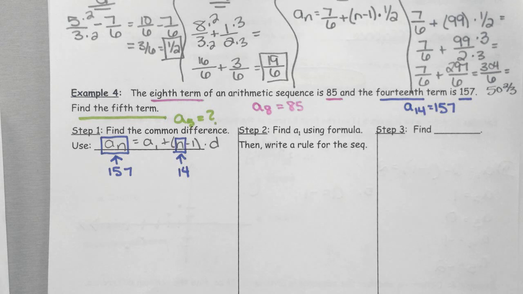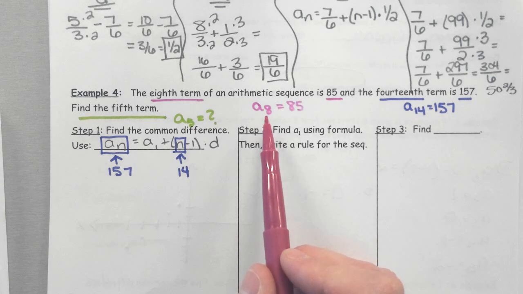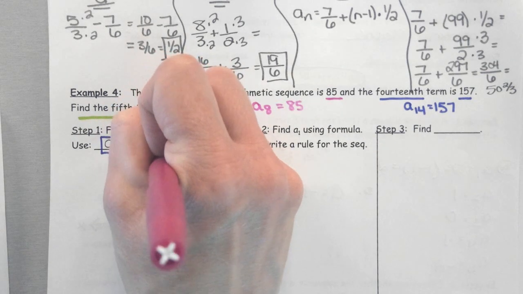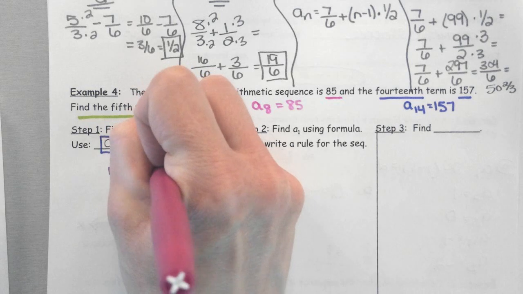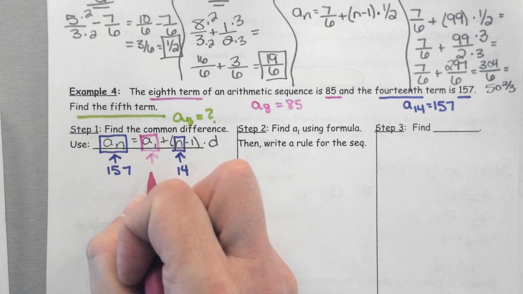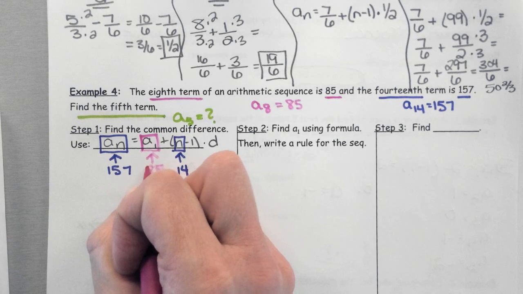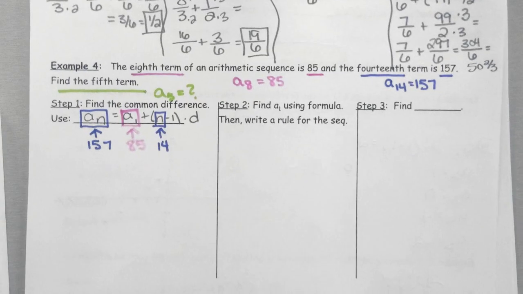Okay. Next, do you notice how I have a sub 1 and my constant difference? And I don't know what a sub 1 is. What I'm allowed to do is I can replace it with the smaller. Do you see how I know what a sub 8 is? I'm going to replace this with a sub 8. A sub 8 is 85. Use that.